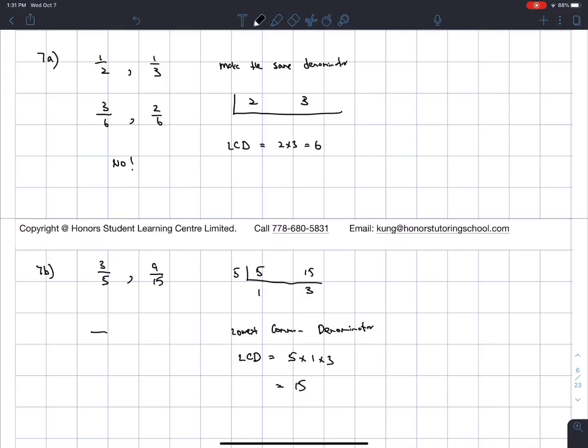So now that I know I need to make both denominators into 15, I can say 3/5, I can times it by 3/3 to get 9/15. And the one on the right-hand side already has a denominator of 15, so I don't need to do anything. And this time I can clearly see that they are indeed equal. So they are equivalent fractions.